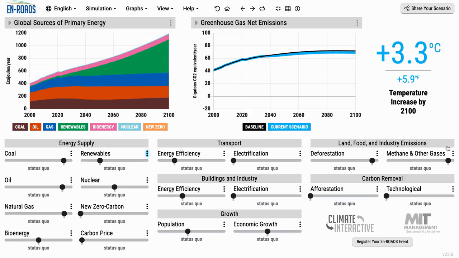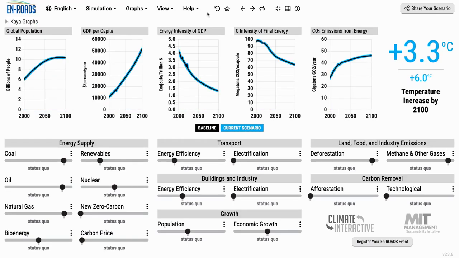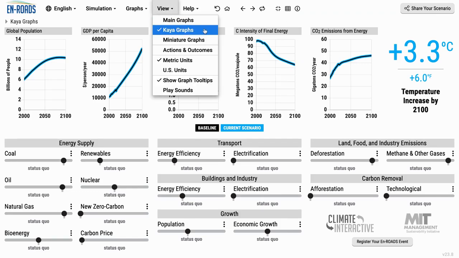When looking at the drivers of carbon dioxide emissions, one can view the 4 main drivers of CO2 emissions from energy. The drivers of global population, global growth in GDP per capita, the energy intensity of GDP, of carbon intensity of total final energy, here in this view called Kaya graphs.